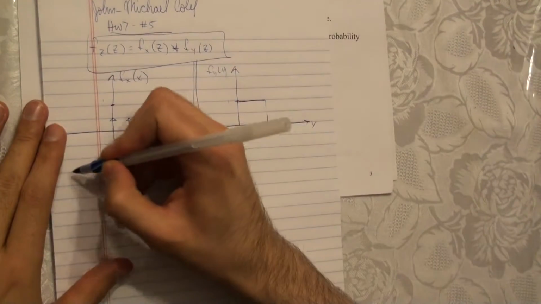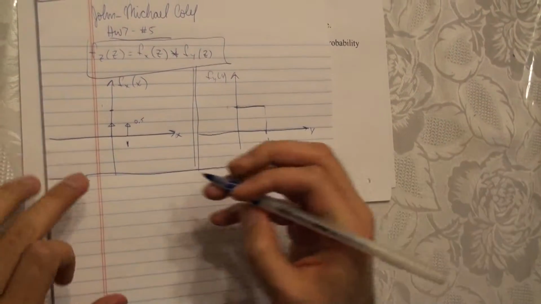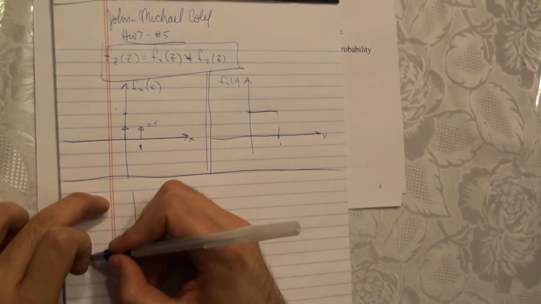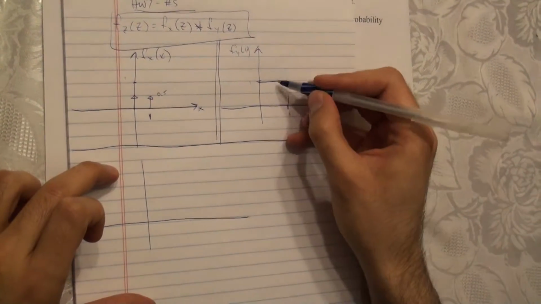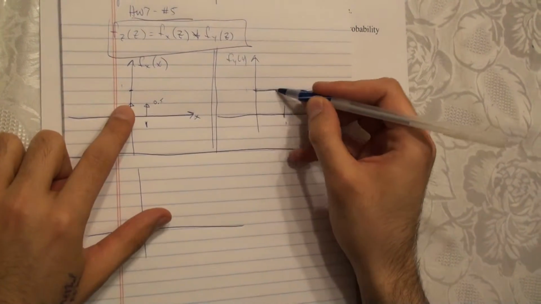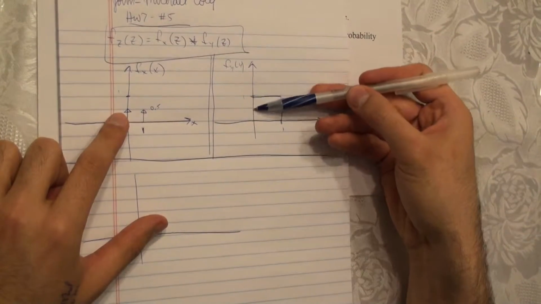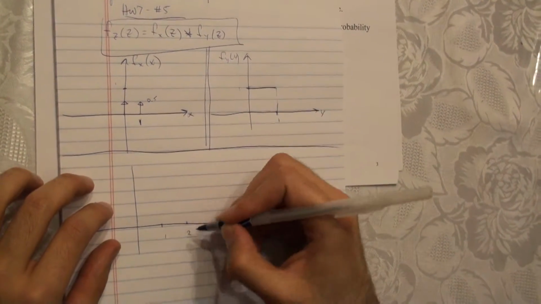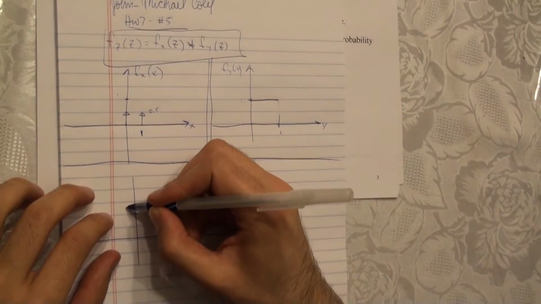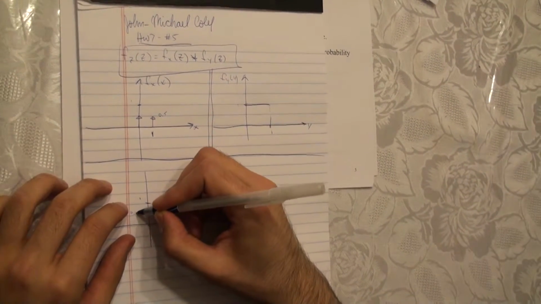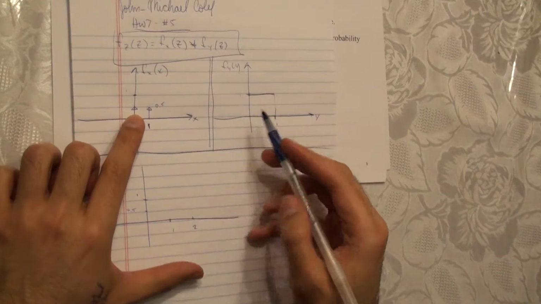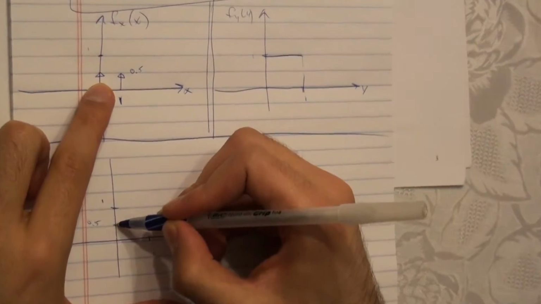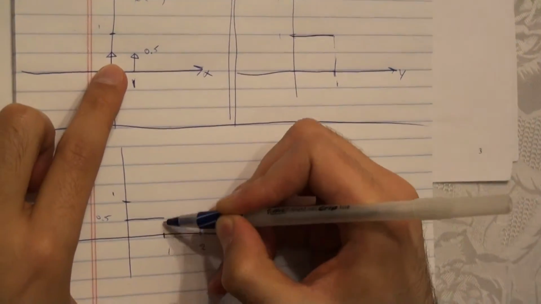So what's going to happen? So we have two deltas. So for the first delta, we get just the same thing back, but with the amplitude reduced by 1/2. So this is 1, this is 0.5. So we get the same thing, amplitude reduced by 1/2. So it's going to go something like this.